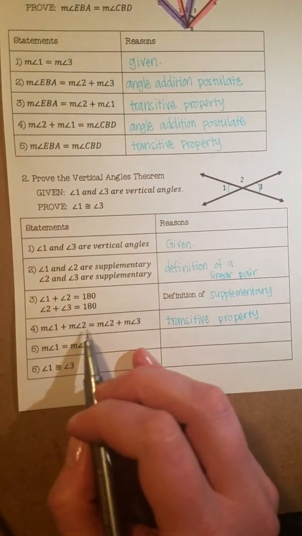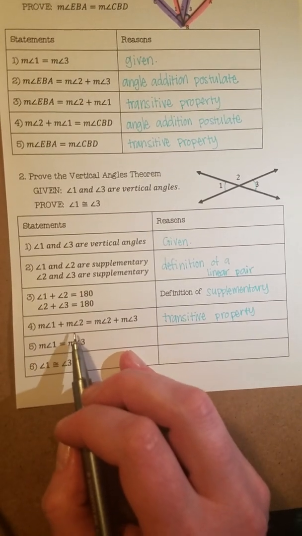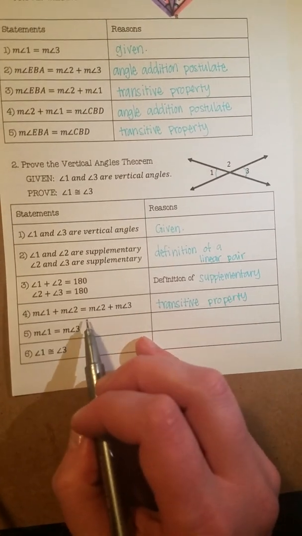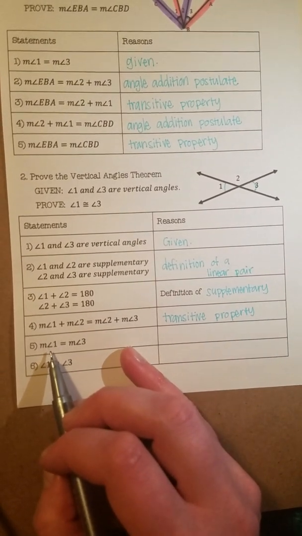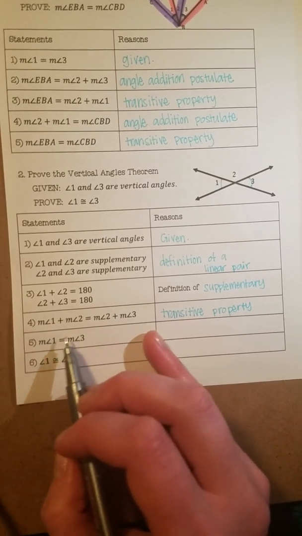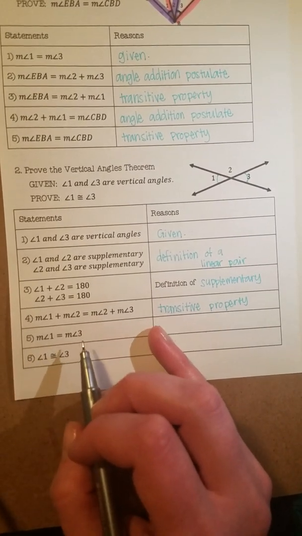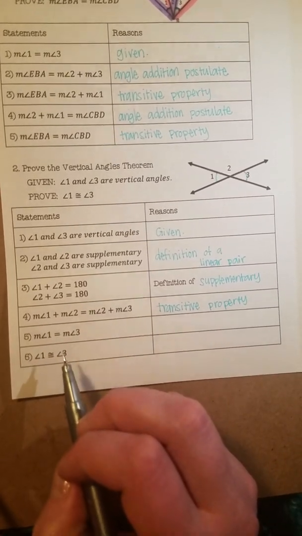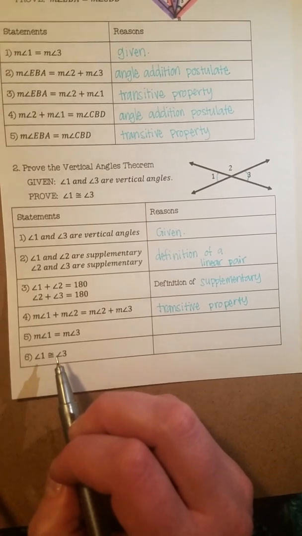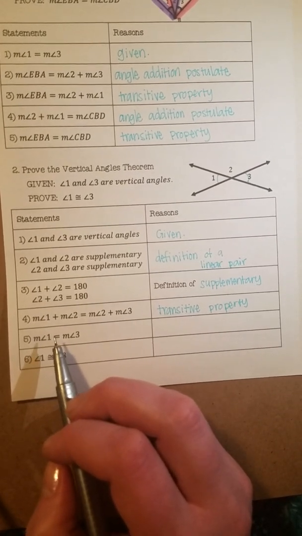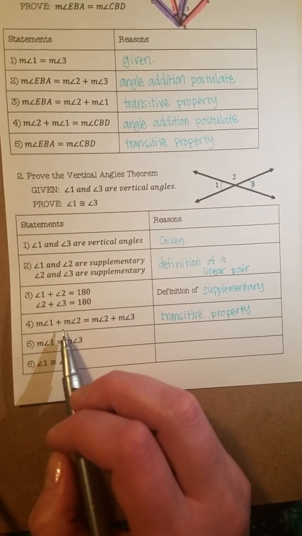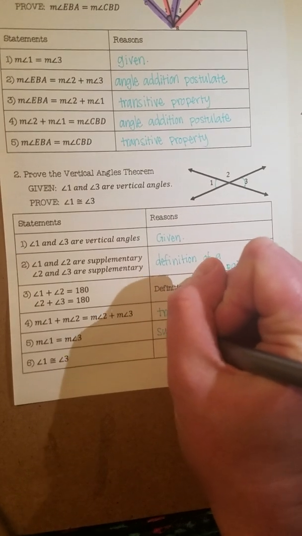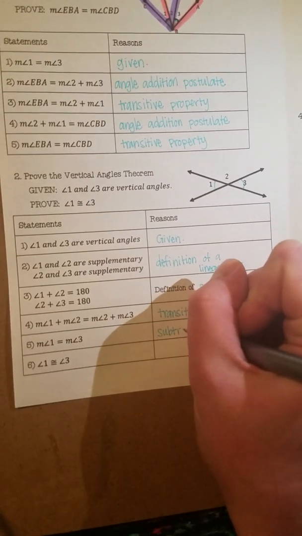Okay, now we have measure of angle 1 plus measure of angle 2 equals measure of angle 3 plus measure of angle 2. We need to figure out what gets us to the point where we can say measure of angle 1 equals measure of angle 3. So I want you to look at this and figure out what did we do to both sides here. We subtracted the measure of angle 2 from both sides. So this is actually just the subtraction property of equality.